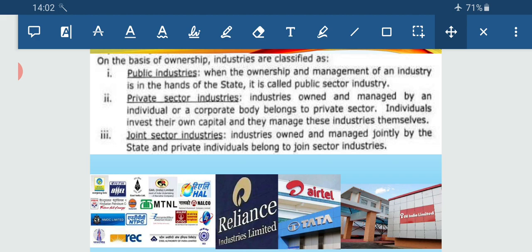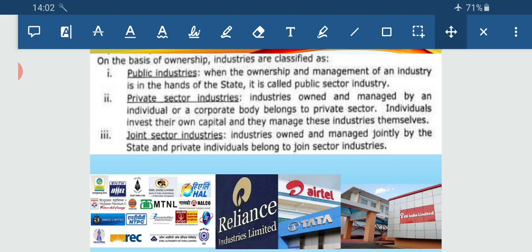And what about the cooperative sector? The cooperative sector basically follows the democratic pattern: for the people, by the people and of the people. It is following the democratic pattern. No one else interferes in this.